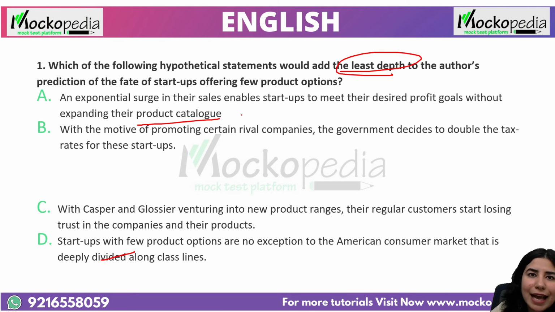अभी आपने देखा कि कैस्पर फर्नीचर्स पे जा रहा है और ग्लॉसियर ने भी ग्लिटरिंग के प्रोडक्ट्स लॉन्च किए. So this is possibly an answer which will contribute least depth. With the motive of promoting certain rival companies, the government decides to double the tax rates. So, ये तो clearly eliminate कर दोगे आप. With Casper and Glossier venturing into new products, the regular customers start losing their trust.